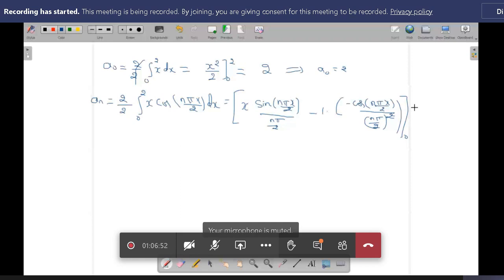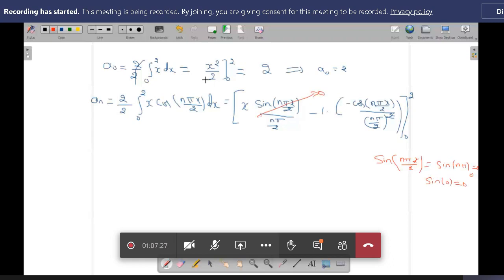2. Now when you put the upper limit and lower limit, we get, at the upper limit, sin n pi 2 by 2, so that becomes sin n pi. Sin n pi value is 0. Similarly at the lower limit sin 0 is also 0. So for both the upper limit and lower limit, the first term is 0.